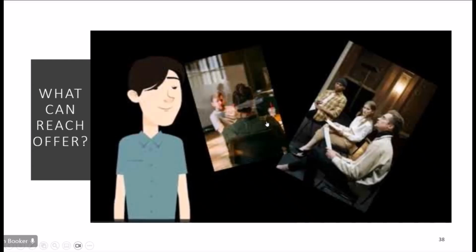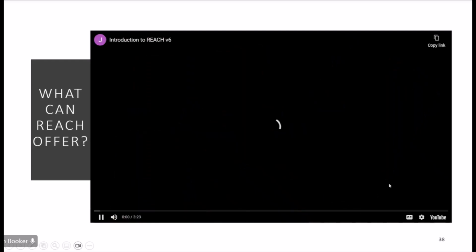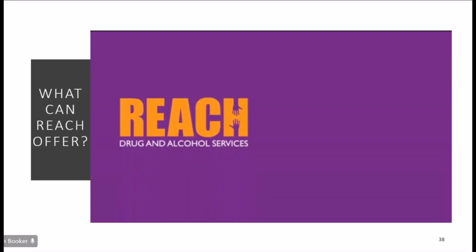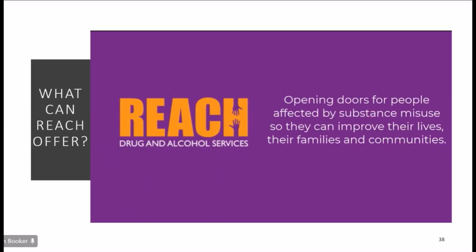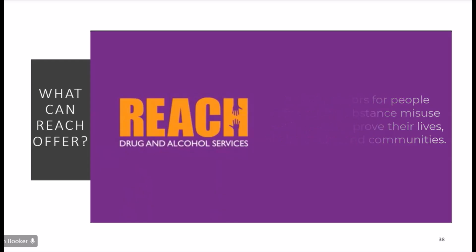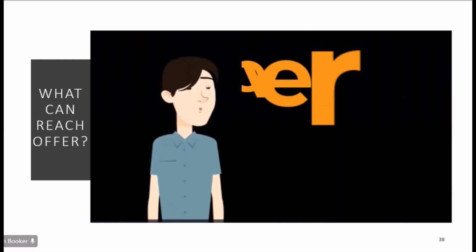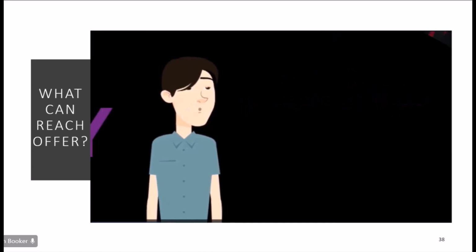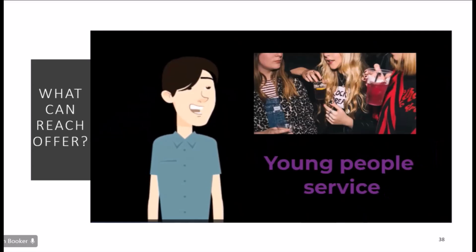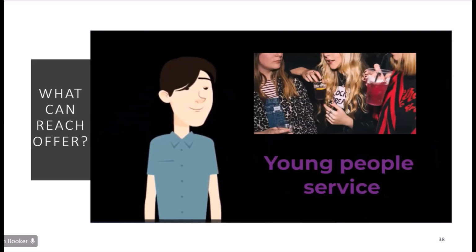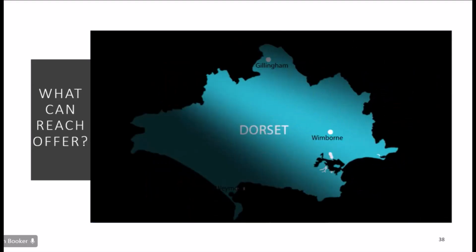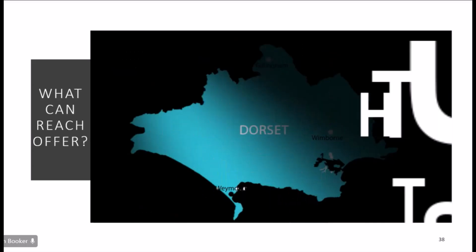And lastly, what do REACH offer? REACH is open to anyone over 18 living in North, East and West Dorset. We also have services for young people aged up to 18 with a transition phase from 18 to 25 led by the adult service. REACH has 3 hubs in Wimborne, Weymouth and Gillingham, providing easy access to clients within our catchment area.